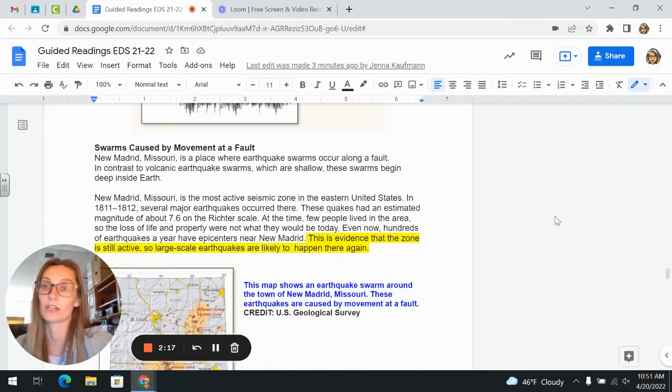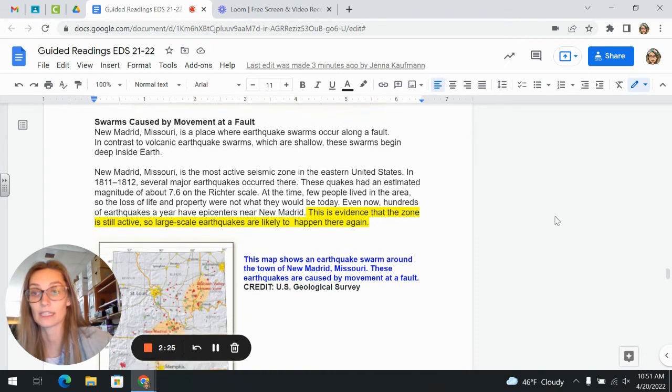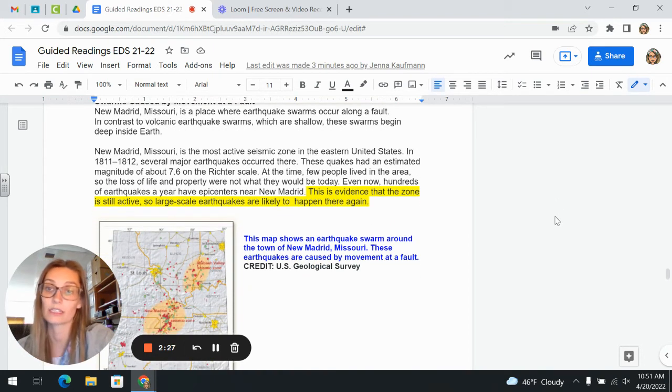So, swarms caused by movement at a fault. In New Madrid, Missouri, there is a place where earthquake swarms occur along a fault. In contrast to volcanic earthquake swarms, which are shallow, these swarms begin deep inside the earth. New Madrid, Missouri is the most active seismic zone in the eastern United States.